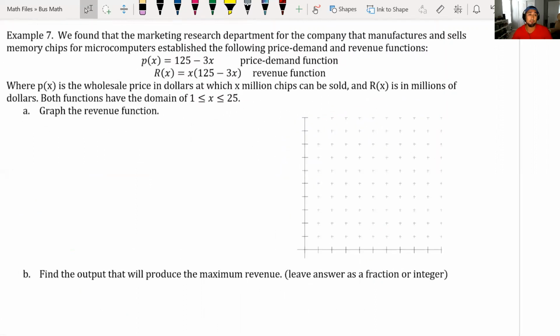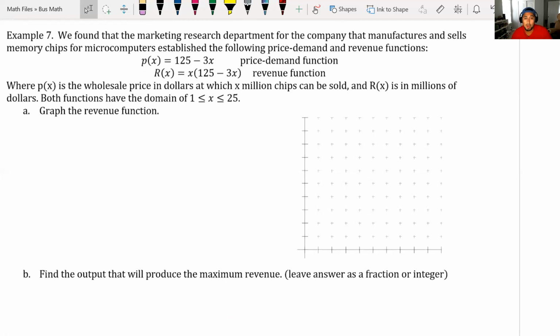Applications. All right. We found that the marketing research department for the company that manufactures and sells memory chips for microcomputers established the following price, demand, and revenue functions. P of x equals 125 minus 3x is the price demand, and R of x, or revenue, is x times 125 minus 3x. Where P of x is the wholesale price in dollars at which x million chips can be sold, and R of x is in millions of dollars. Both functions have the domain of 1 million chips to 25 million chips.